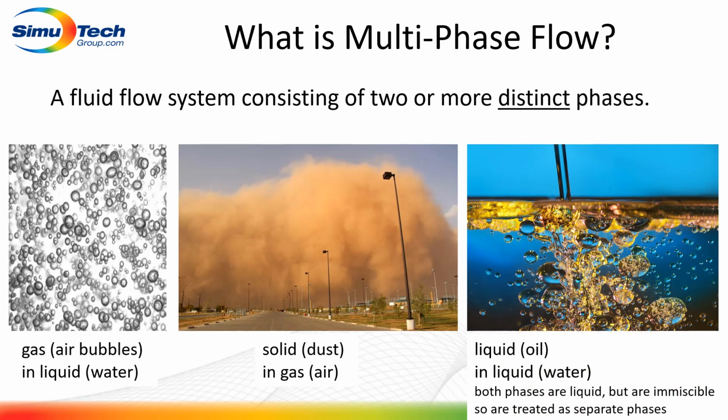What is multi-phase flow? It is a fluid flow system consisting of two or more distinct phases, meaning solid, liquid, or gas. For example, air bubbles and water, or dust and air, or even two immiscible liquids such as oil and water, as these fluids do not mix and retain a discrete interface between them.